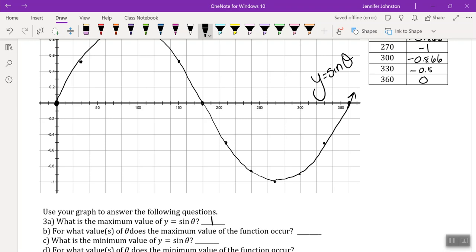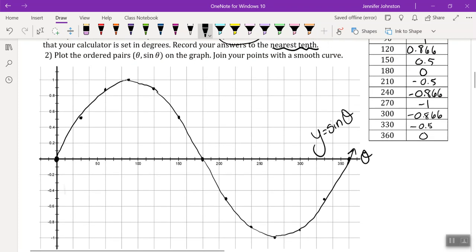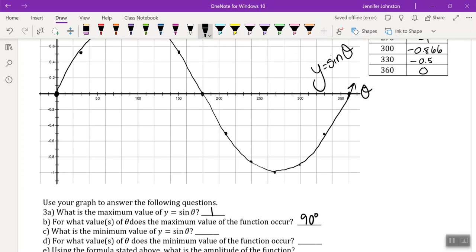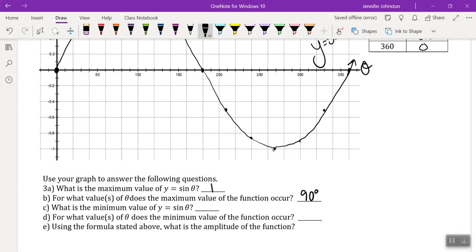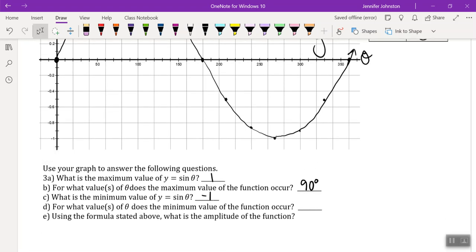For what values of theta does the maximum value occur? So we can see that the maximum value occurs at, this would be theta, this is not x, and this is our y, that theta is 90 degrees. What is the minimum value of y? We can see right here, it's at -1. And at which degree does this occur? It occurs at 270 degrees.